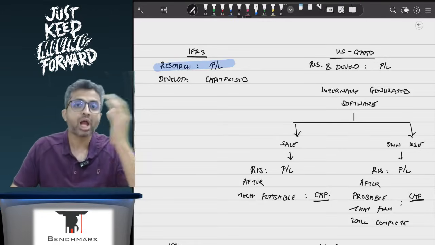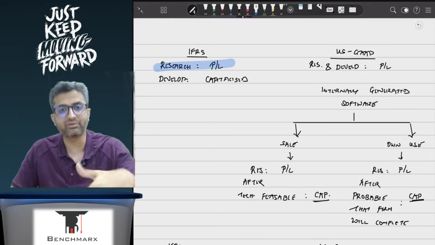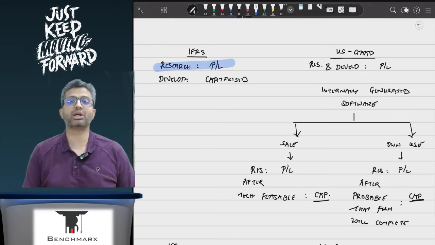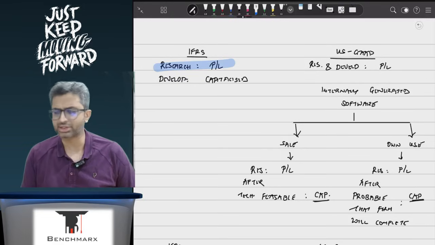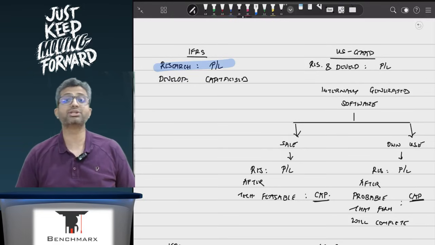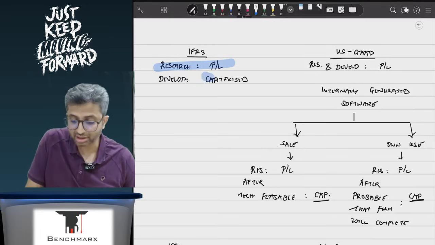profit and loss account. However, if there are expenses during the development phase, if certain conditions are met, like it is technically feasible, financially viable, legally permissible, cost is measurable, in which case expenses during the development phase are permitted to be capitalized under IFRS.